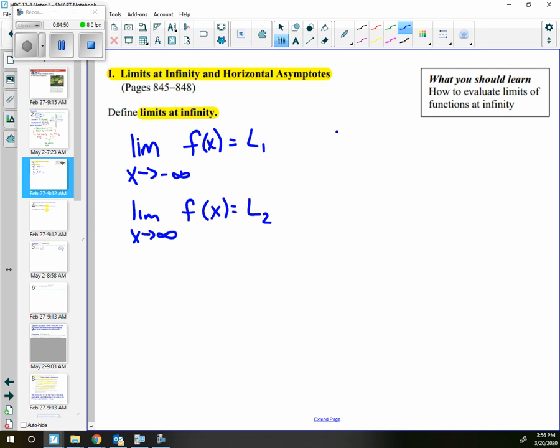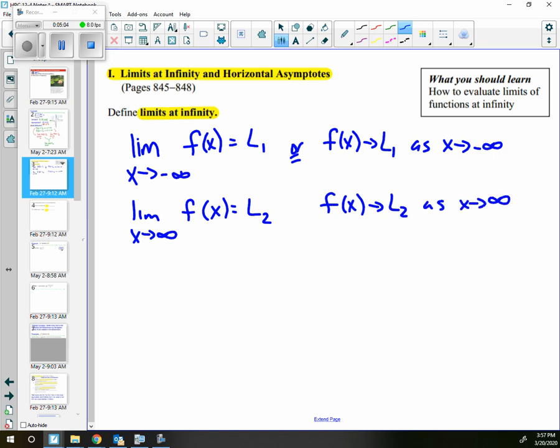So we can say then f of x approaches L1 as x approaches negative infinity. So here's your kind of your or. And then we can say f of x approaches L2 as x approaches positive infinity. So this is kind of the other end of the sentence. So it's the same two sentences we wrote when we talked about end behavior. So that's how we define limits.